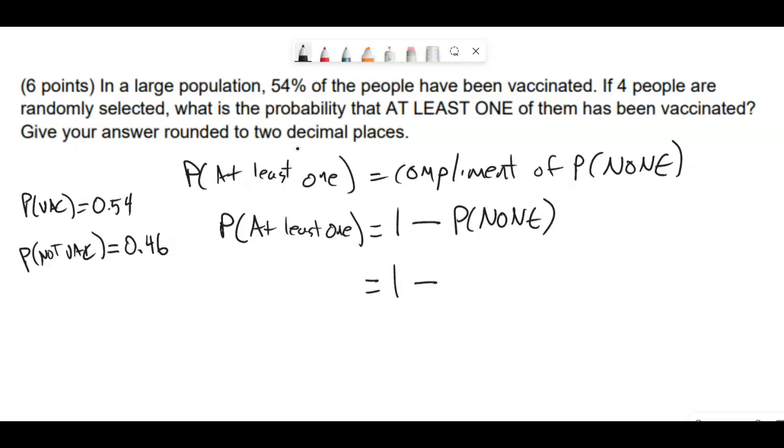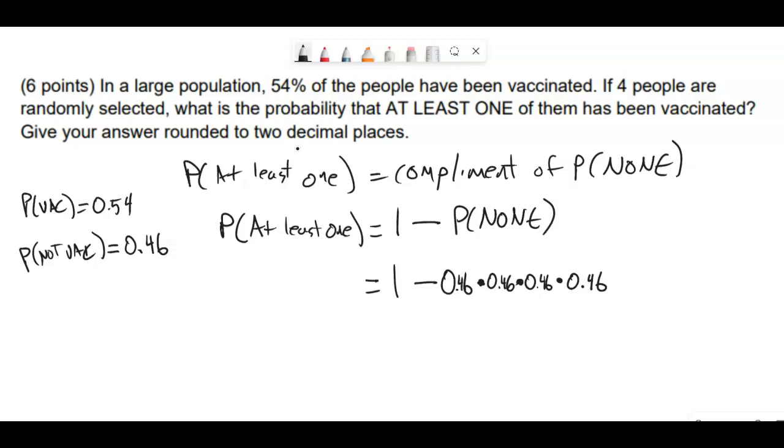So the first one not vaccinated, and the second one not vaccinated, and the third one not vaccinated, and the fourth one not vaccinated. None of those 4 being vaccinated. So this is an and probability. And probabilities, you multiply them together. So the first one not vaccinated, 0.46. The second one, 0.46. The third one, 0.46. And the fourth one, 0.46. All 4 of them in a row not being vaccinated, you multiply the probabilities of not being vaccinated together.